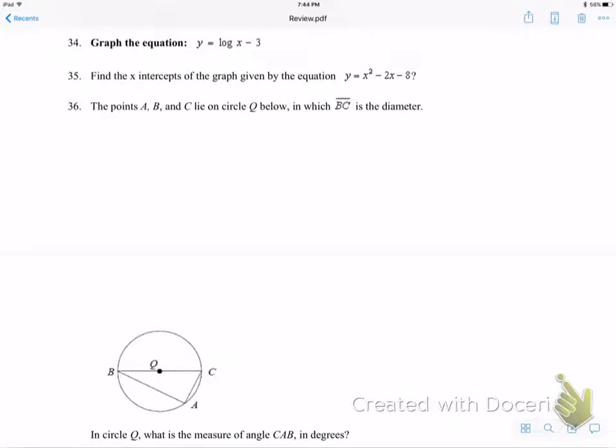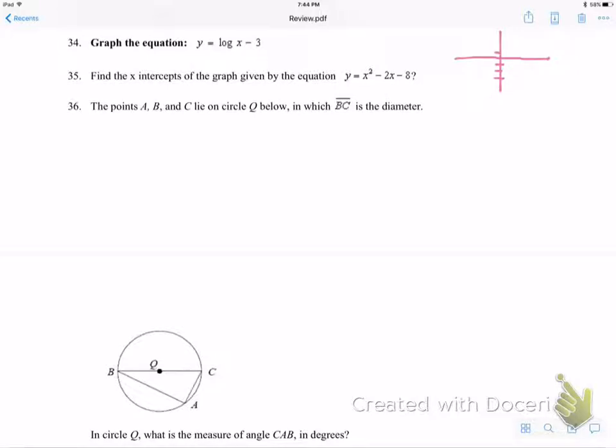In number 34, it asks you to graph the equation. You can do this in your calculator, and it will be multiple choice. On a piece of paper, you're just going to type this into your calculator and get a few values from your calculator to use. It's going to be the regular log function moved down 3 spaces.